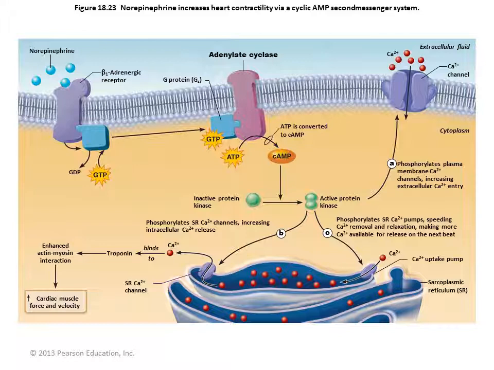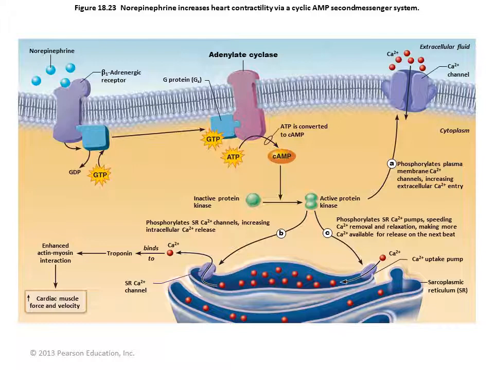It makes plasma membrane calcium channels bring the calcium in, and also the endoplasmic reticulum release the calcium out, so it can bind to troponin, so that actin myosin interaction can be strong, so the cardiac muscle can contract with force and velocity.